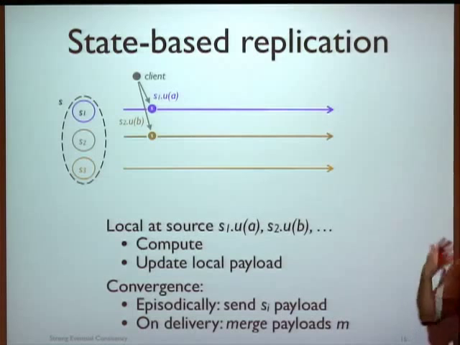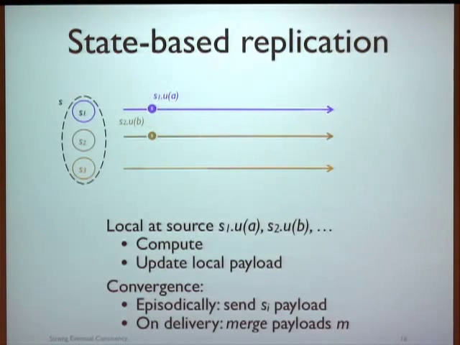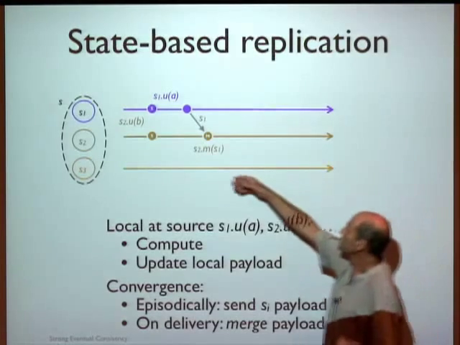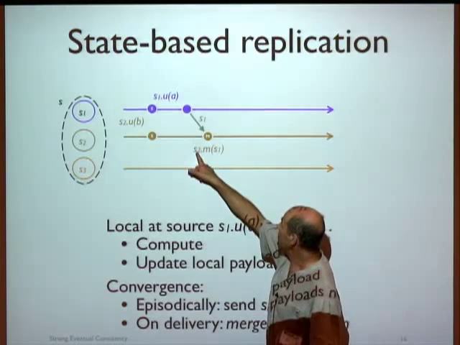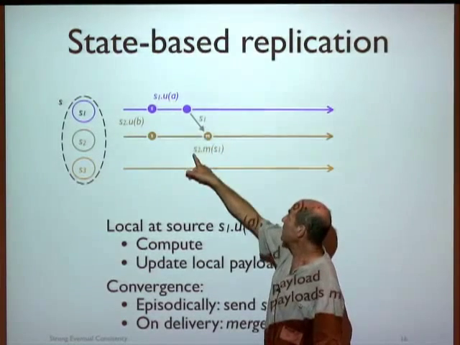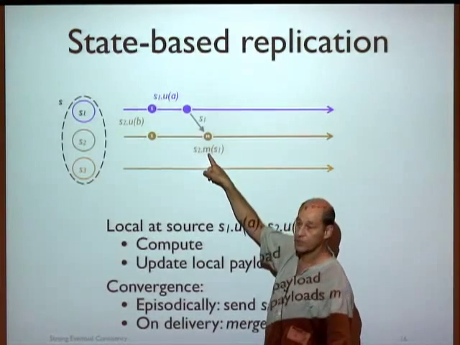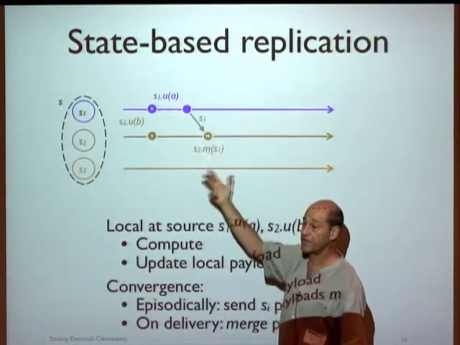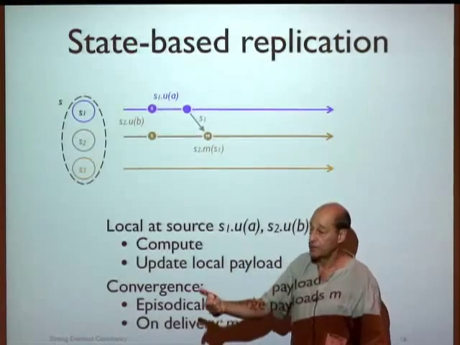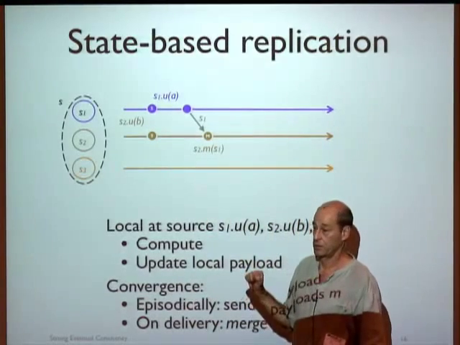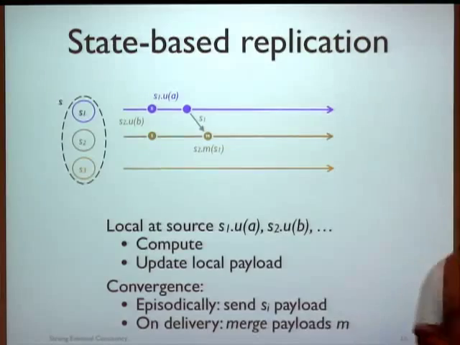And then every once in a while, each replica is going to send a copy of its state to the other replicas. And the other replica, on receiving this copy, is going to apply a merge operation. So the specification of my data type has to specify how I do queries, how I do updates, and how I do merges. Okay? This is just conceptual. In the implementation, this will be some delta it's sending.